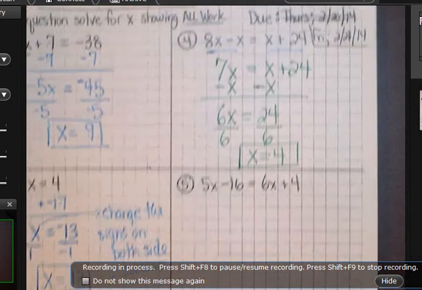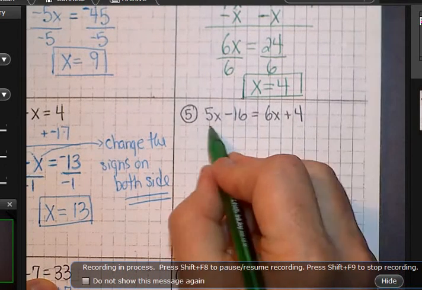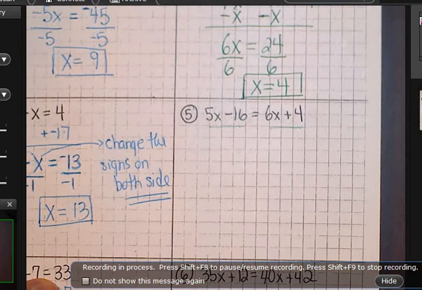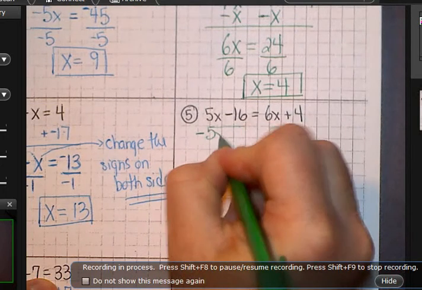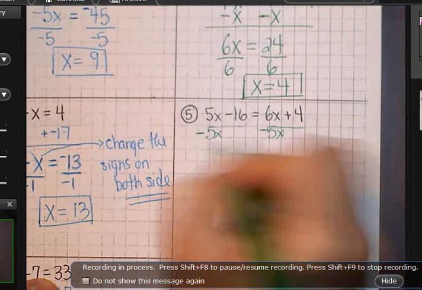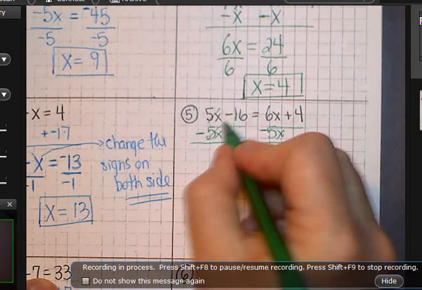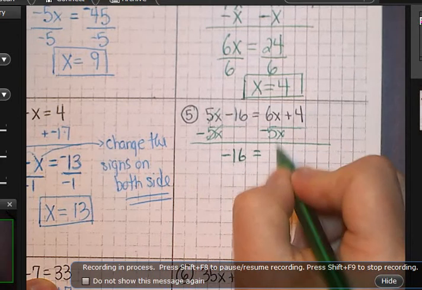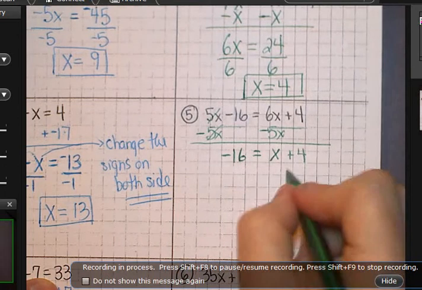Number 5. Once again, x is now on both sides of the equal sign, so I look at this side, it's simplified. I look at this side, it's simplified. So now I can begin my solving process. You're better off starting with a smaller value in front of x to keep your x's positive when you're solving. So I'm going to subtract 5x from both sides. The 5x's on this side will cancel. Carry down the result. Carry down that 16 and keep it negative. Over here, 6x minus 5x is x plus 4. Then I'm going to subtract my 4 from both sides.